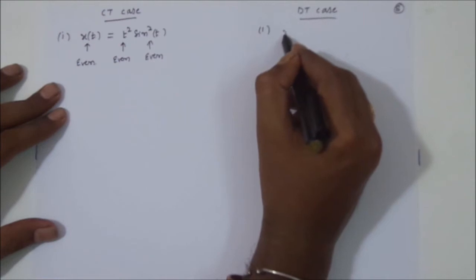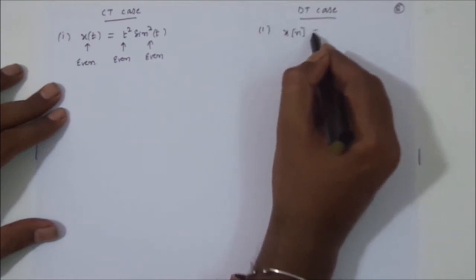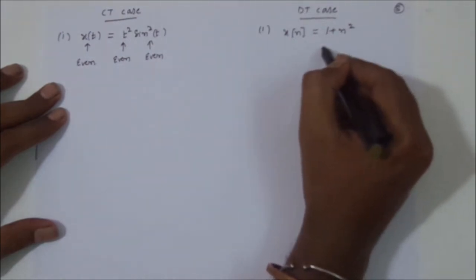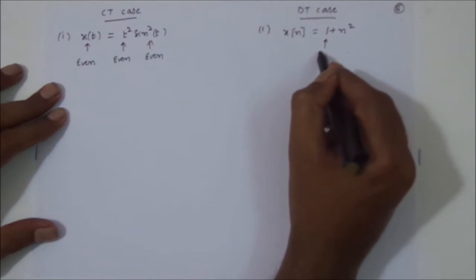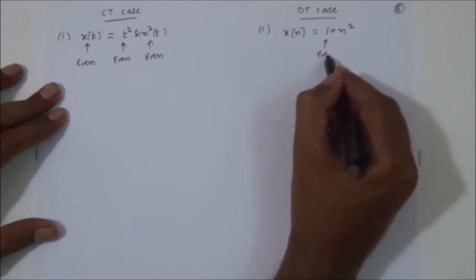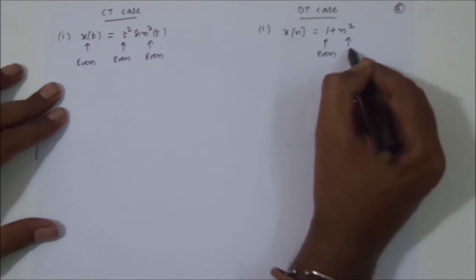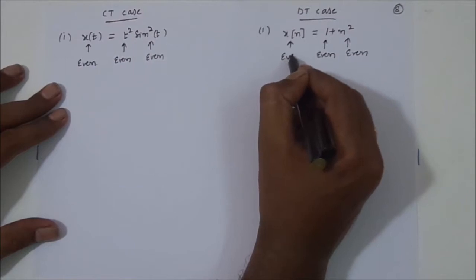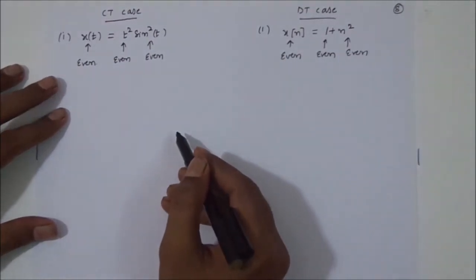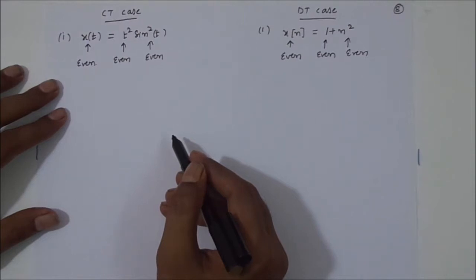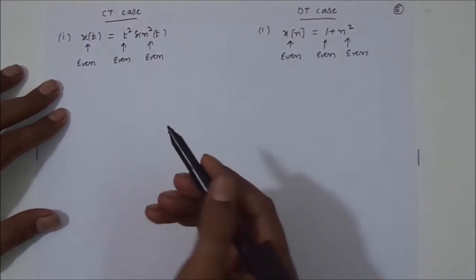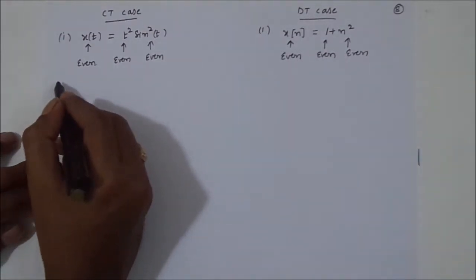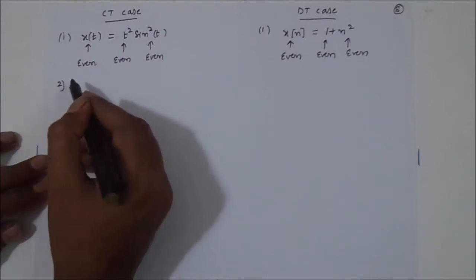Let us take x of n equal to 1 plus n square. Again, 1 is a constant, which is nothing but an even signal, and n square is also even, so obviously the resulting signal x of n is also even. Right, so we'll take another example here.